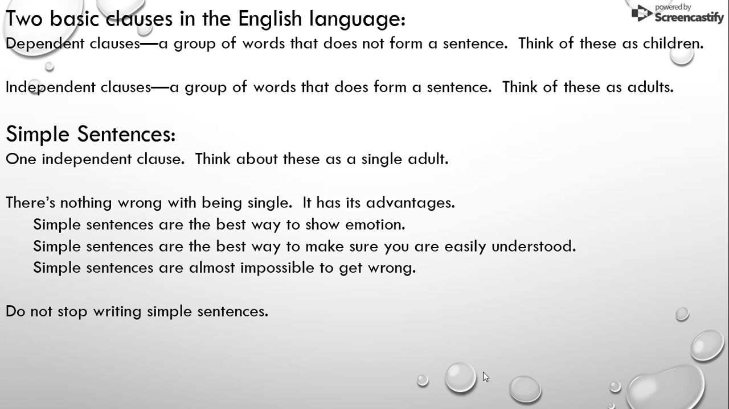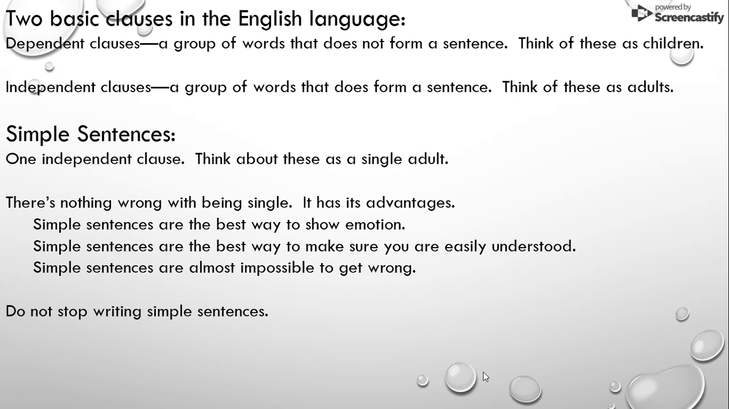The second kind of clause that we're going to be talking about in these videos is independent clauses. These are groups of words that do form a sentence. Think of these kinds of clauses as adults. I don't need help paying my bills. I have a job. I'm able to take care of myself and function on my own. Now, help is important and help is nice sometimes, but I don't necessarily need it in order to survive. That's kind of how an independent clause works.